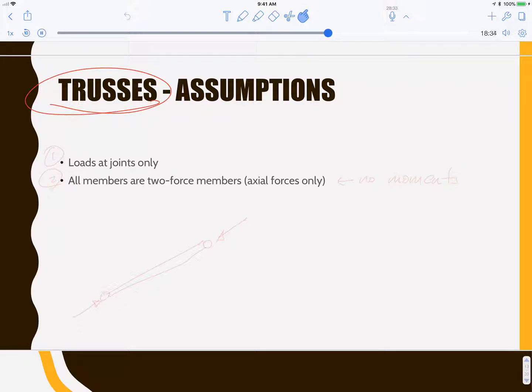Trusses. The assumptions for trusses are that the loads are only at the joints and all the members are two force members only. Axial forces only, which means no moments. What that also means is if you have a member like this, the force has to be directed along the length of the member between the two joints.